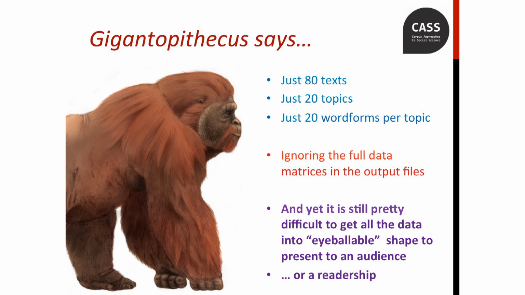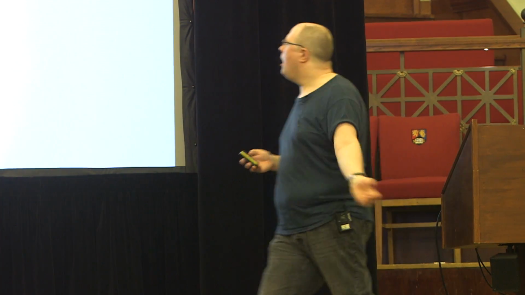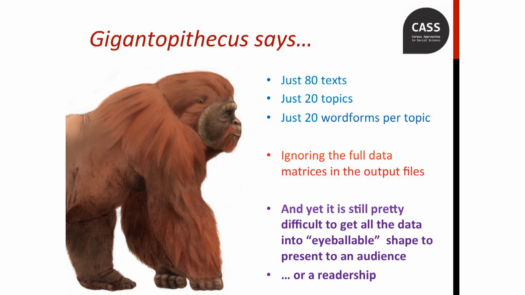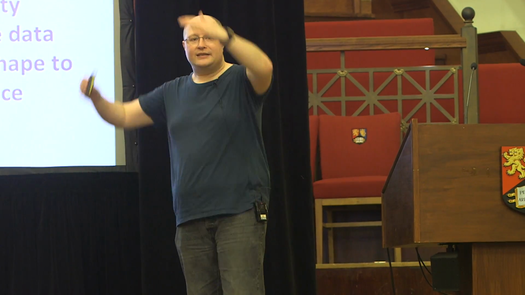Gigantopithecus says that even with just 80 texts and just 20 topics and just 20 words per topic, and totally ignoring everything that's hiding behind this, because as we'll see there is a huge amount hiding behind this, it's still pretty difficult to get all the data into eyeballable shape to represent to an audience or indeed a readership. And again, the Murakami et al. paper has wonderful visualizations to try and get all of this into the paper. Most topic modeling studies don't do that.